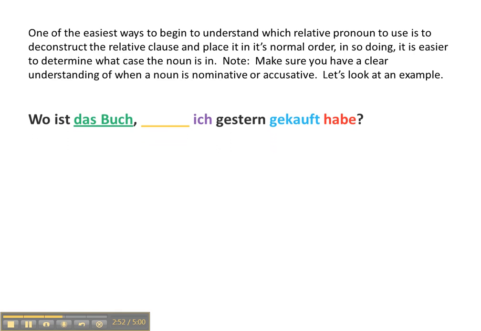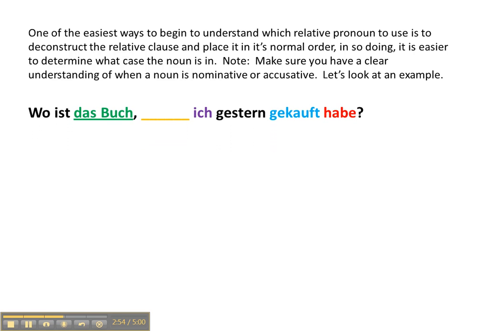Okay, so for example, wo ist das Buch? And then we're going to insert a relative pronoun, ich gestern gekauft habe. So if we had this and we were trying to figure out what is going to be the relative pronoun that's going to refer back to das Buch.